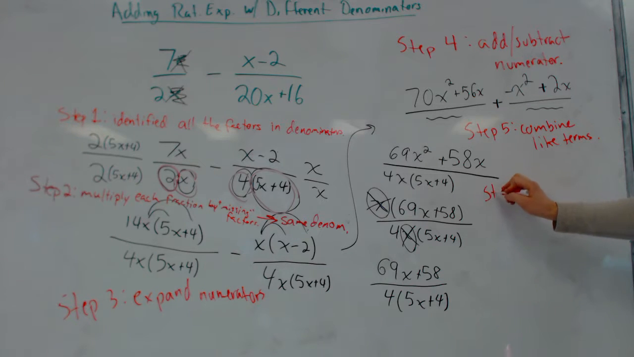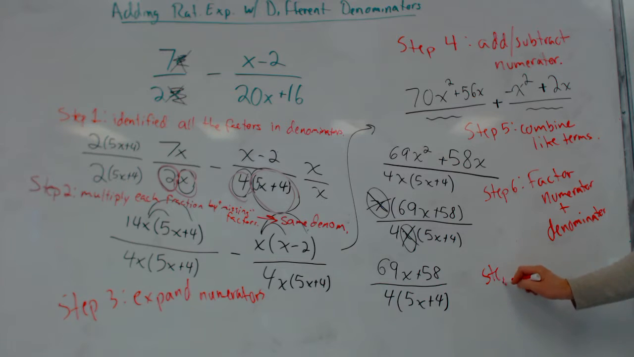Step 6, factor the numerator and denominator so that we can, step 7, simplify or cancel.